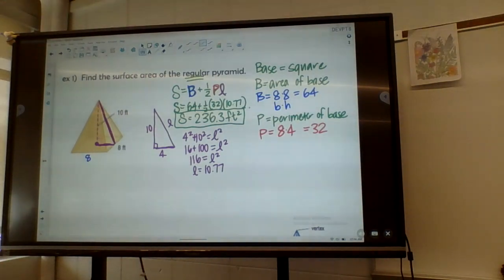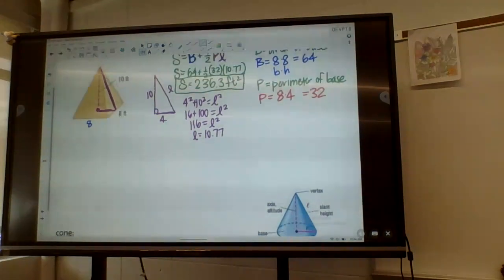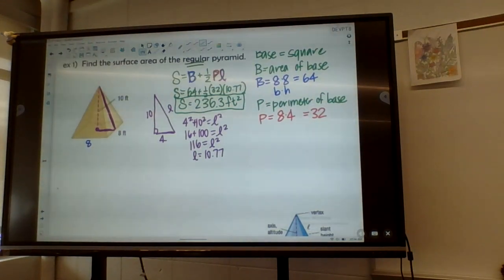All right, our next one we're going to talk about is a cone. And again, like I said, a pyramid's probably one, like even if I went down to kindergarten, they would know what a pyramid looked like. If I went down to kindergarten, they definitely know what a cone would look like, I'd hope. Otherwise, they've lived a sheltered, non-ice cream filled life.